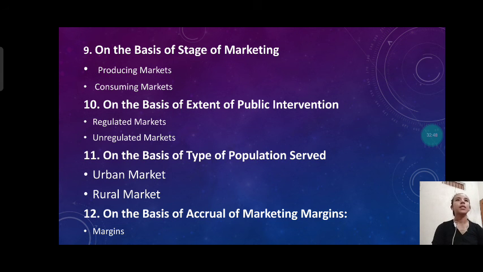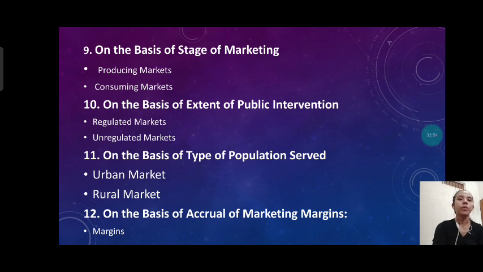The tenth is on the basis of extent of public intervention. Based on the extent of public intervention, markets may be placed in any one of the following two classes: the regulated markets and the unregulated markets. Regulated markets are those in which business is done in accordance with the rules and regulations framed by the statutory market organization representing different sections involved in markets. Unregulated markets are those in which business is conducted without any set rules and regulations. These markets suffer from many ills, ranging from unstandardized charges for marketing functions to imperfection in the determination of prices.